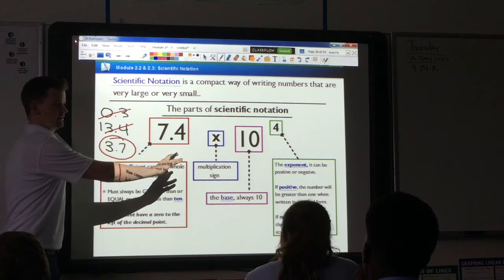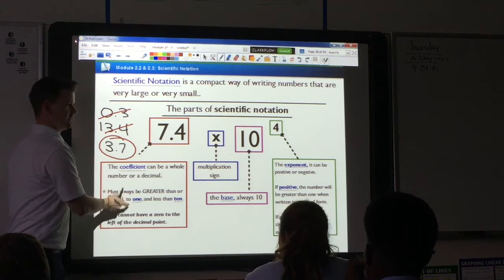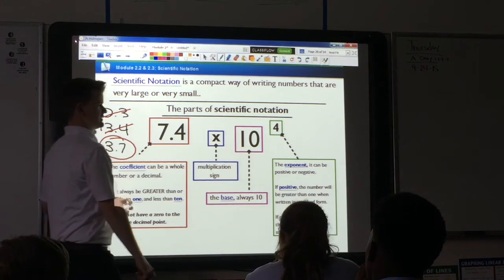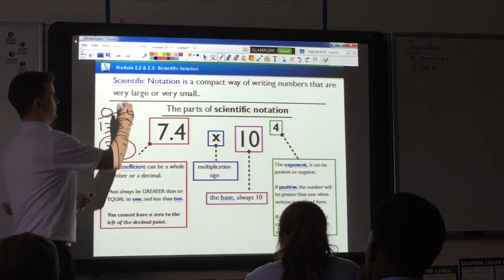Does everyone have this written in? Yes. These are the parts of scientific notation. It's very important you know the vocab here, because I'm not going to say what's the number. I'm going to say what is your coefficient. I'm going to say what is your exponent. You must know the vocab.